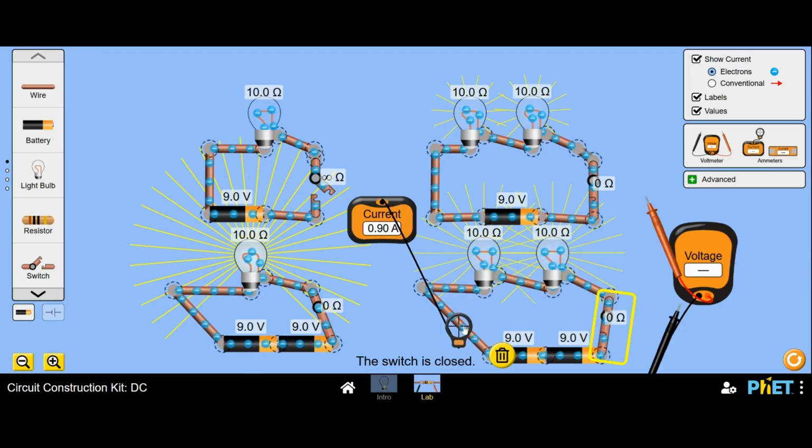Meaning, if you're adding even more batteries, it will increase the current or amps in the circuit. If you add more light bulbs, meaning you're increasing resistance, then you will lower the current in the circuit.